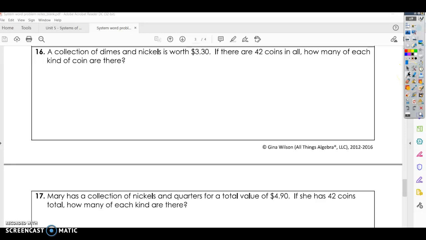Alright, continuing with systems of equation word problems. A collection of dimes and nickels are worth $3.30. If there are 42 coins in all, how many of each kind of coin are there?